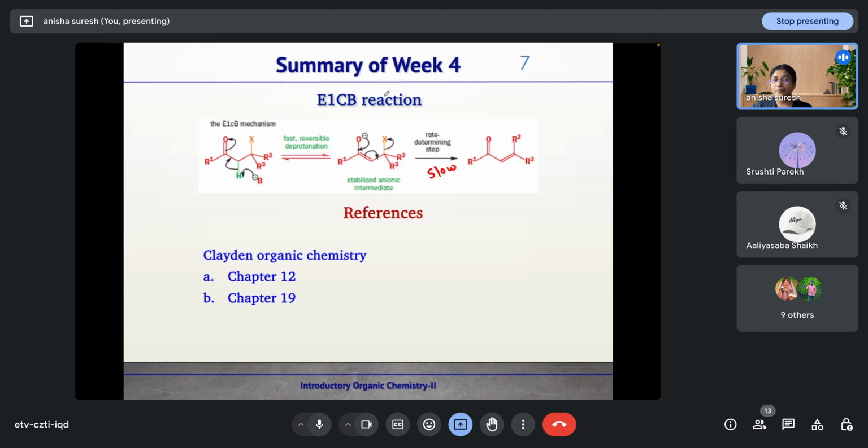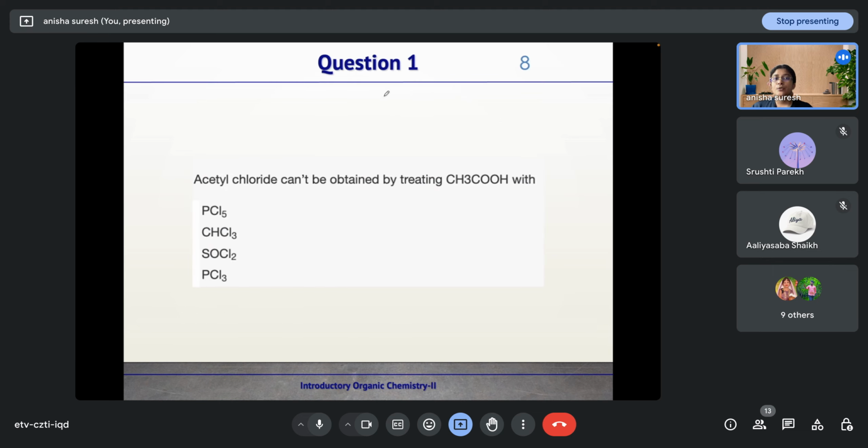Now coming to the questions from assignments of previous year. So this is the first question. Acetyl chloride can't be obtained by treating acetic acid, that is CH3COOH, with A, PCl5, B, CHCl3, C, SOCl2, D, PCl3. Which is the right option?